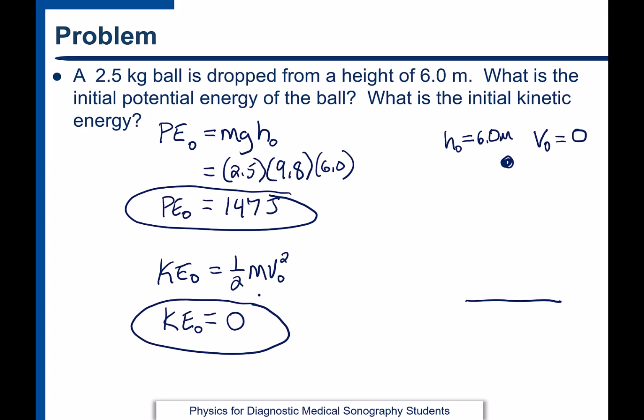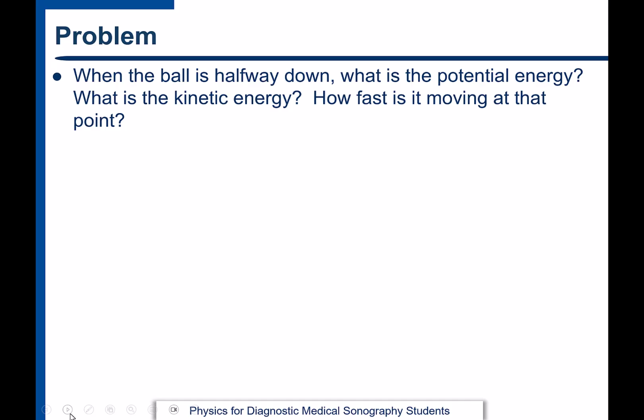Okay, let's continue with the problem. When the ball is halfway down, what's the potential energy? What's the kinetic energy? And how fast is it moving at that point? Okay, so let me draw a picture. Again, here we have our initial position. That's when it was at a height of 6. We now want halfway down. So now y is equal to 3 meters.